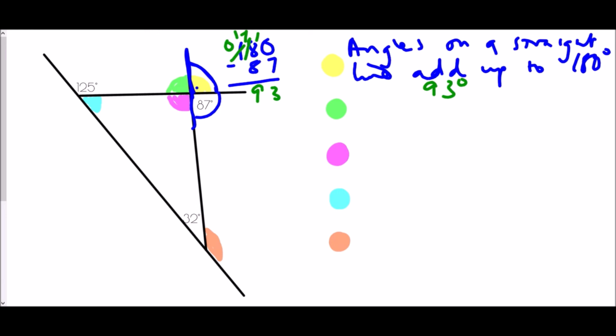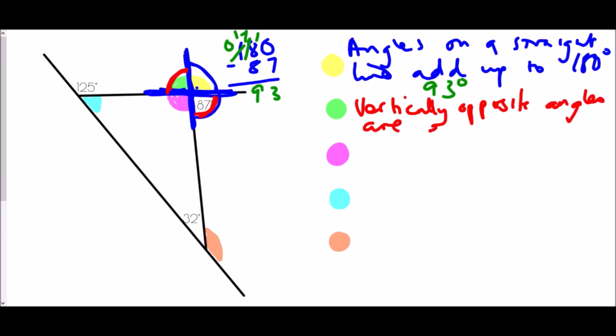We're then asked for the green angle. Well, the green angle, what we could say here is that again it forms a straight line, but we could also say we have vertically opposite angles. And so the 87 and the green angle must be equal. And so we can just say vertically opposite angles are equal. And therefore, 87 degrees.